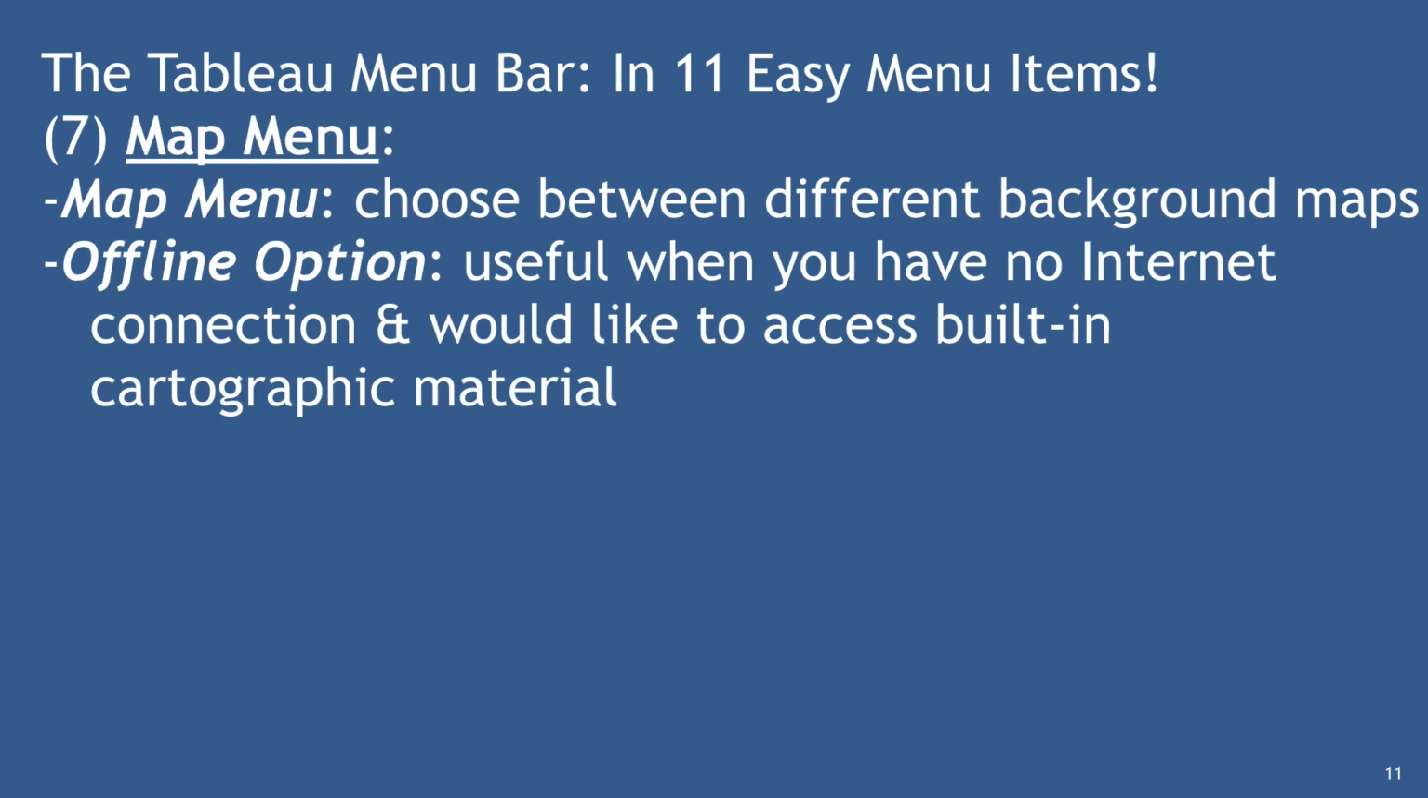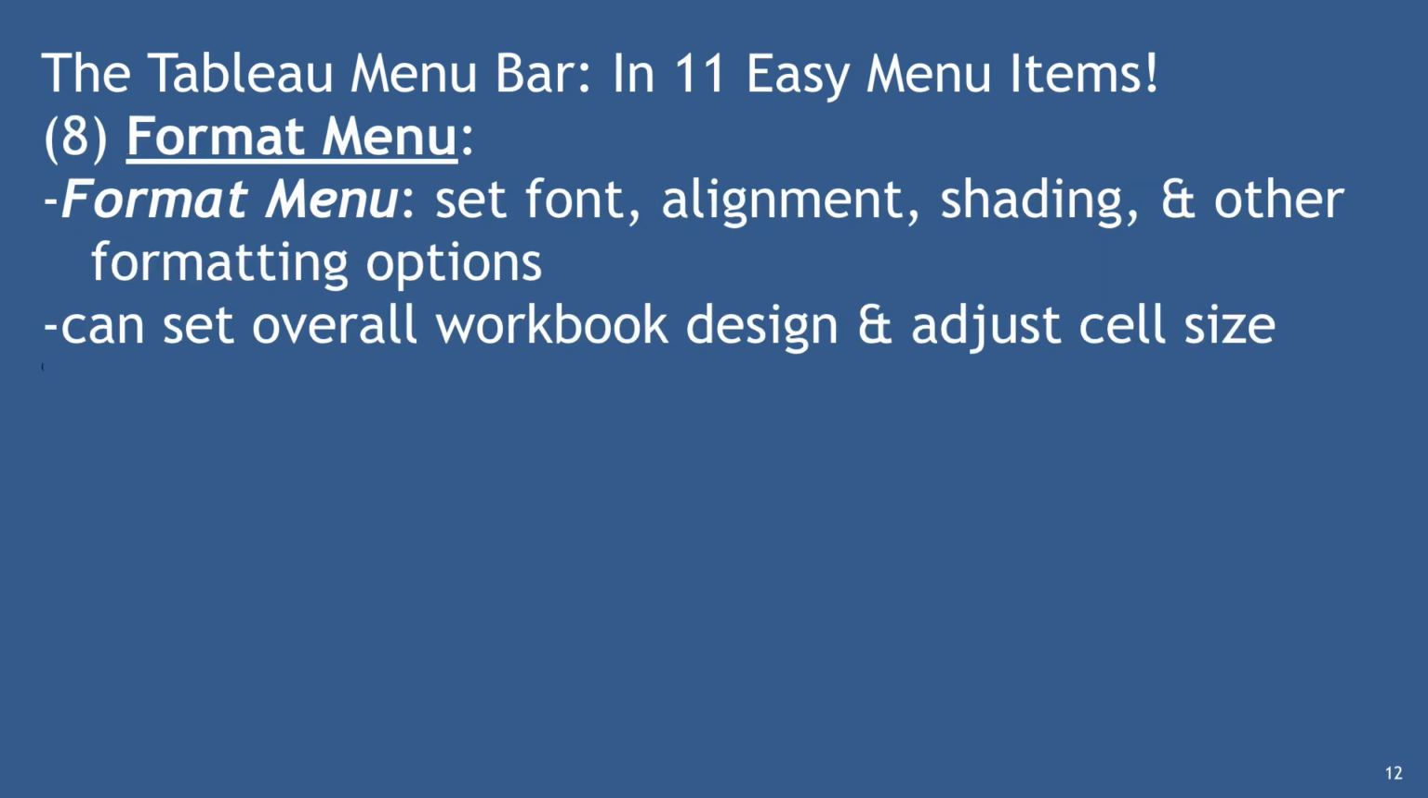Number 7, the Map menu. You can choose between different types of backgrounds for your maps with different types of color schemes. You also have an offline option, which is great if you're traveling, or when you have no internet connection and want to access built-in cartographic materials. So you can work on maps on the go.